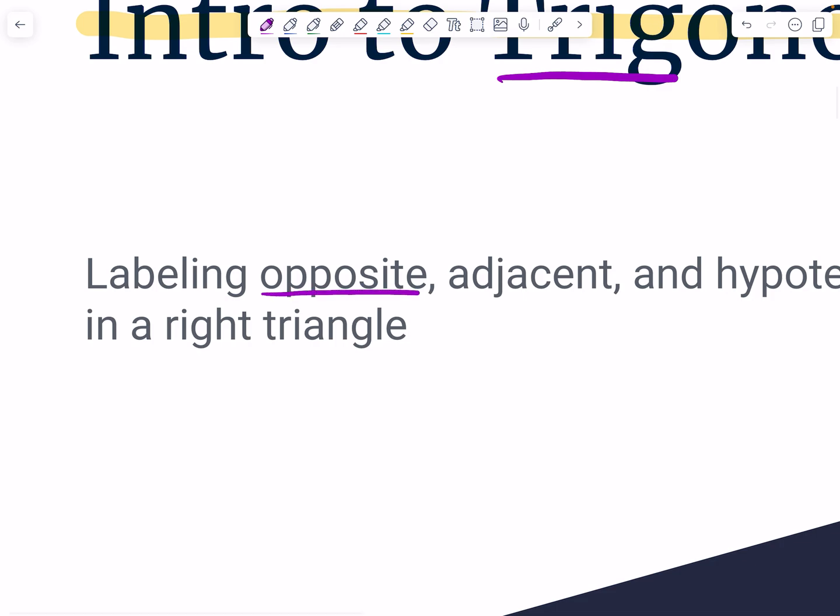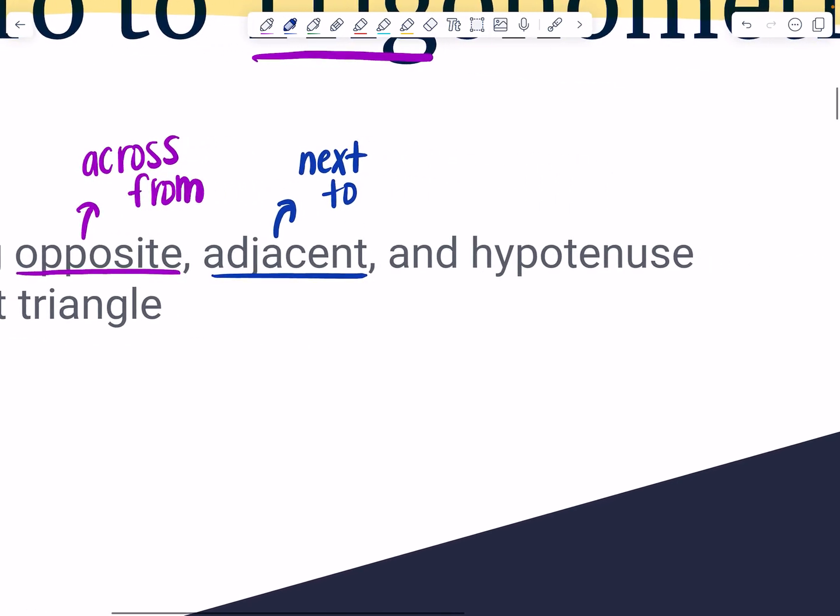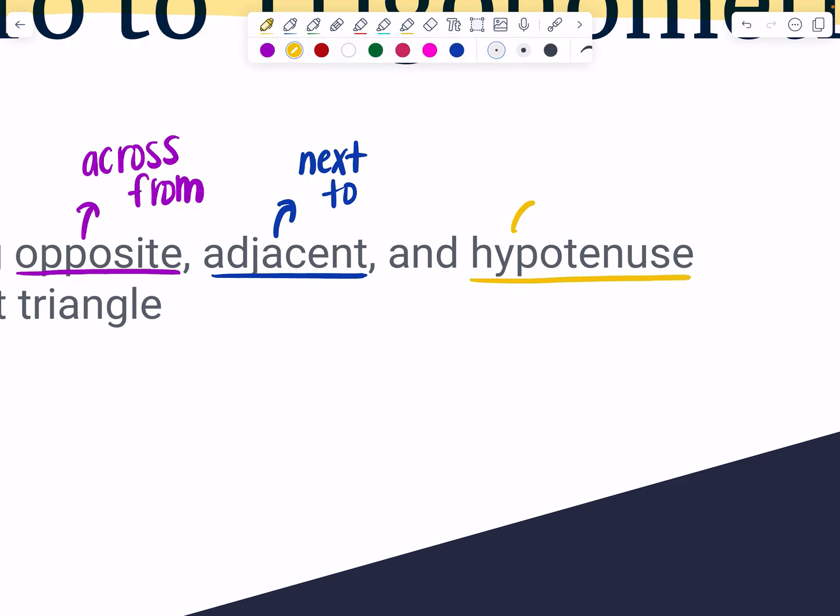So the word opposite is going to imply that this is going to be a side that lies across from an angle. Adjacent is going to imply that it's going to be next to, the side length that is next to an angle. And then remember that just like we've been doing with Pythagorean theorem, the hypotenuse is always going to be the longest side. And remember that in a right triangle, the longest side is always going to be across from the right angle. So just like before, our hypotenuse is still our C value, and then our adjacent and our opposite are going to be the A and B values.